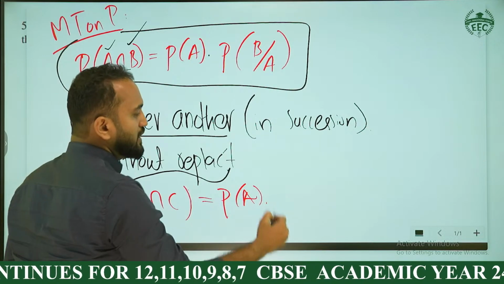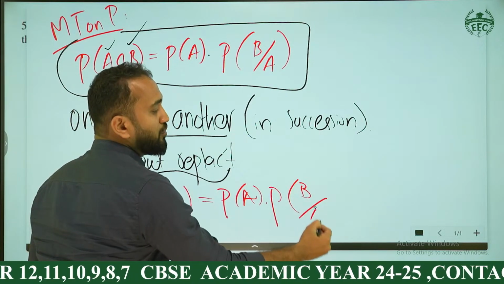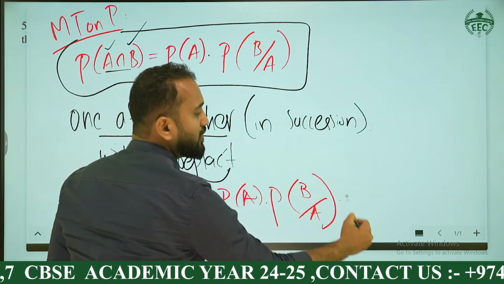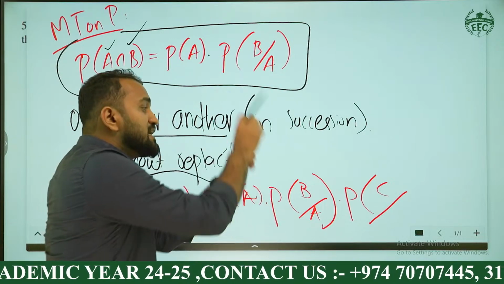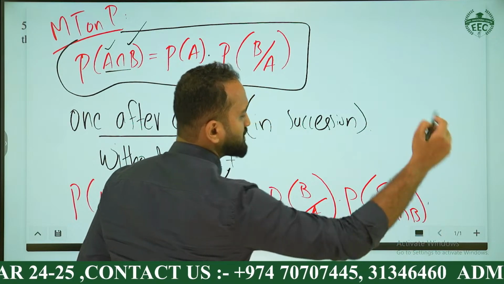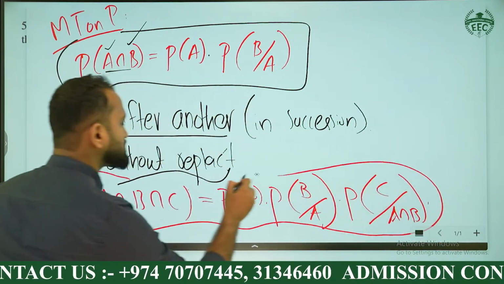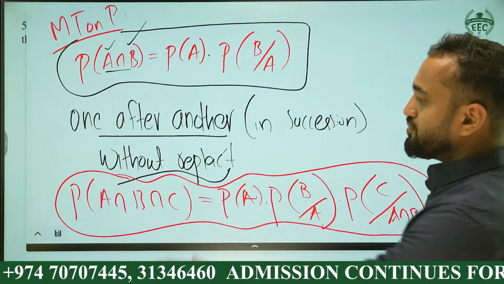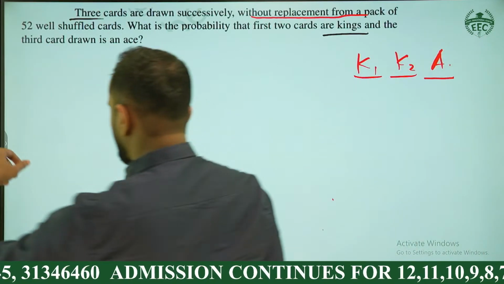Now go for the next one, P of the second one, provided that the first thing happened, P of B given A. Now after A and B have happened, go for the next one, the third one, that is P of C, provided that both events A as well as B happened, that is A intersection B does happen. This is the multiplication theorem on probability for 3 events. Got the logic?